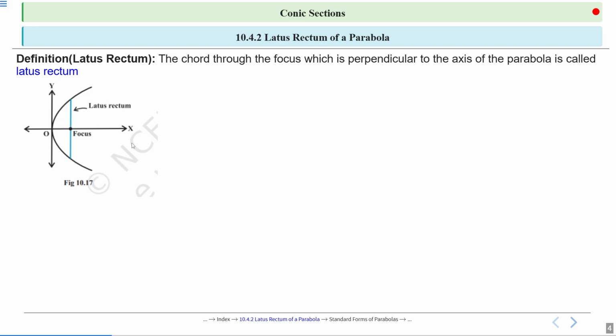Look at this figure. Here in figure 10.17, this line is basically the latus rectum. This line is a chord which passes through the focus and is perpendicular to the axis of the parabola. So this is our latus rectum. I hope it is clear to all of you. Now let us move to the next slide.